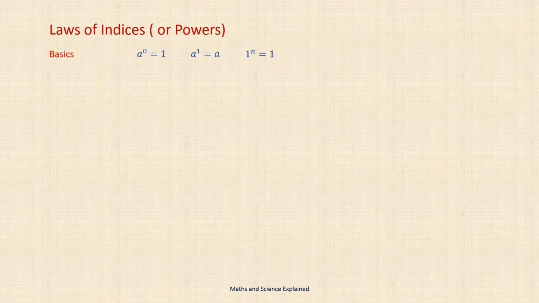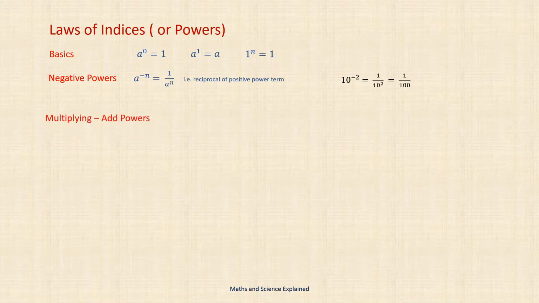A negative power is simply the reciprocal of the positive power term. So a to the minus n is equal to 1 over a to the positive n. Take an example. 10 to the minus 2 is equal to 1 over 10 to the 2, or 1 over 100.